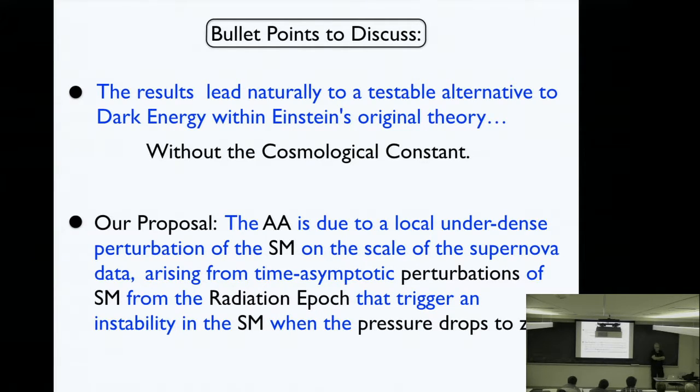constant. So here's our proposal. The anomalous acceleration is due to a local underdense perturbation of the standard model on the scale of the supernova data, arising from time asymptotic perturbations of the standard model from the radiation effect that trigger an instability, a spherical instability in the standard model when the pressure drops to zero.